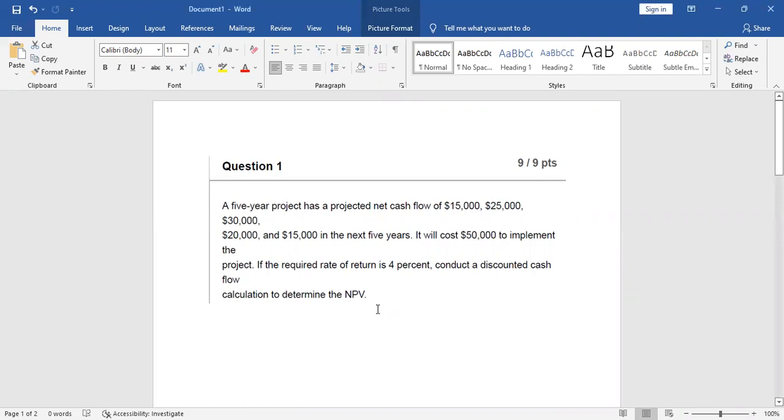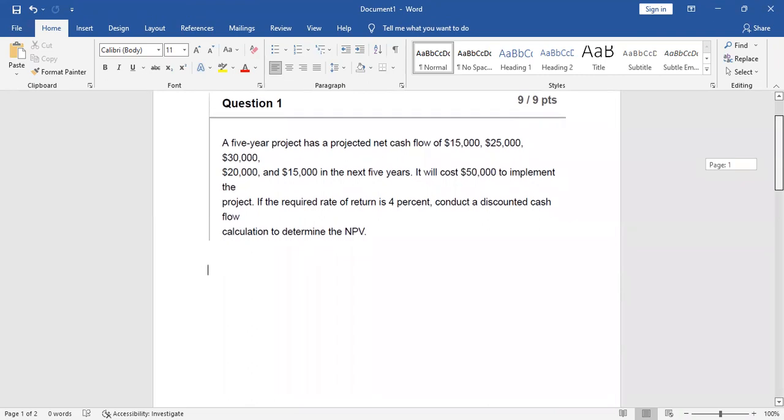Okay, so welcome. Today I'll be demonstrating how to calculate simple net present value given the cash flows. All right, so let's look at this example. I'll be quick. I wish I could take 7 to 10 minutes just to explain how to calculate simple net present value given the net cash flows.